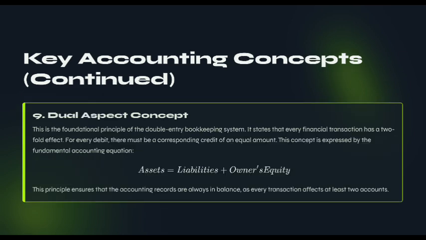Dual aspect concept. This is the foundational principle of the double entry bookkeeping system. It states that every financial transaction has a twofold effect. For every debit, there must be a corresponding credit of an equal amount. This concept is expressed by the fundamental accounting equation: assets equal liabilities plus owner's equity. This principle ensures that the accounting records are always in balance, as every transaction affects at least two accounts.